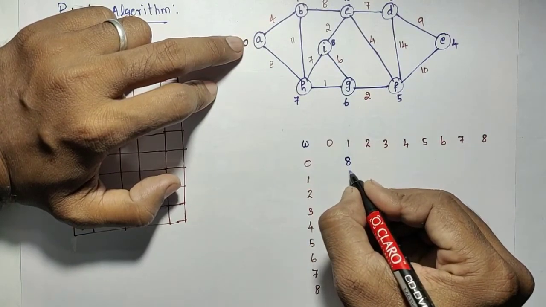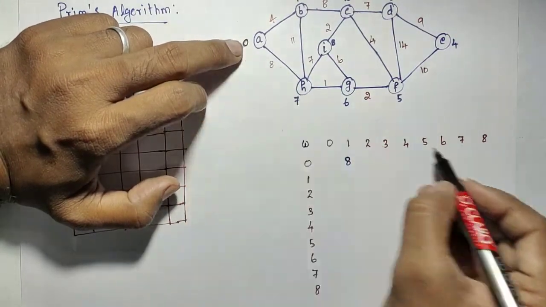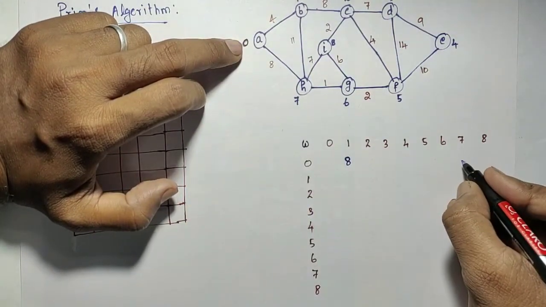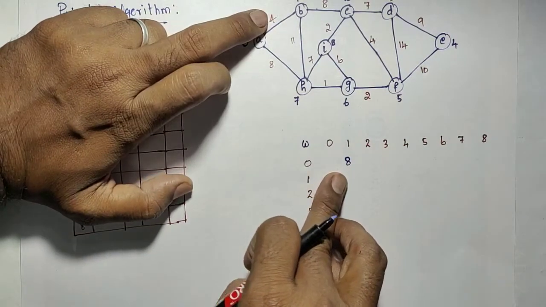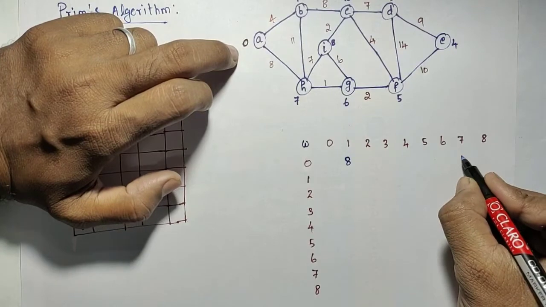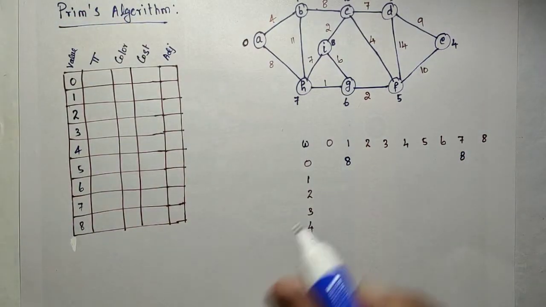0 to what? 1 is that 8. And 0 to 7. 0 to 7 is also what? Sorry, 0 to 1 is what? 4. And 0 to 7 is what? 8. Okay, so 0 to 1 is 4.